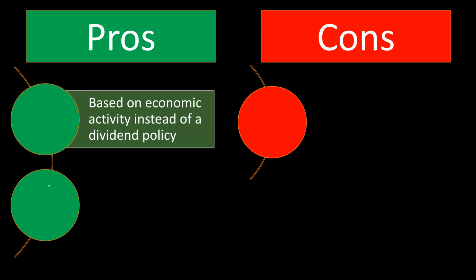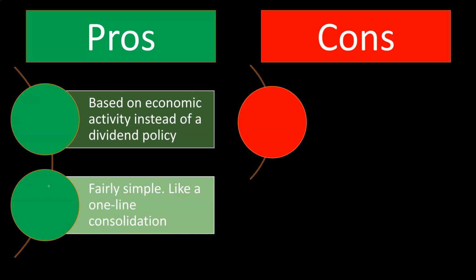If you're recording on an equity method, you're recording your investment based on what's economically happening. So it's kind of like the difference between a cash method and an accrual method, in that an accrual method is typically thought to be more representative of what's actually happening. And here, the economic method of an equity method is typically better in that sense as well. It's also fairly simple. It's like a one-line consolidation.